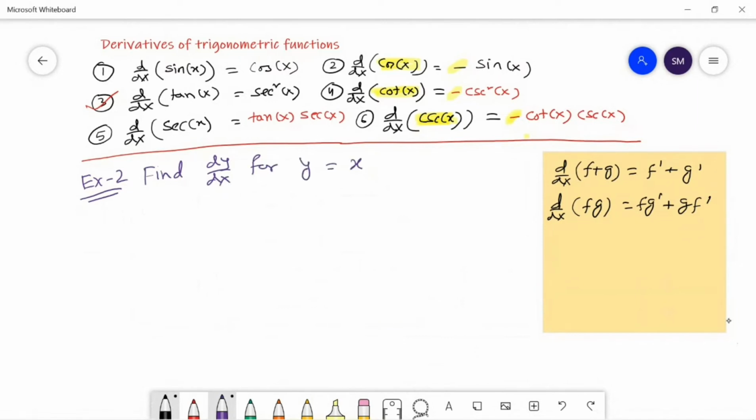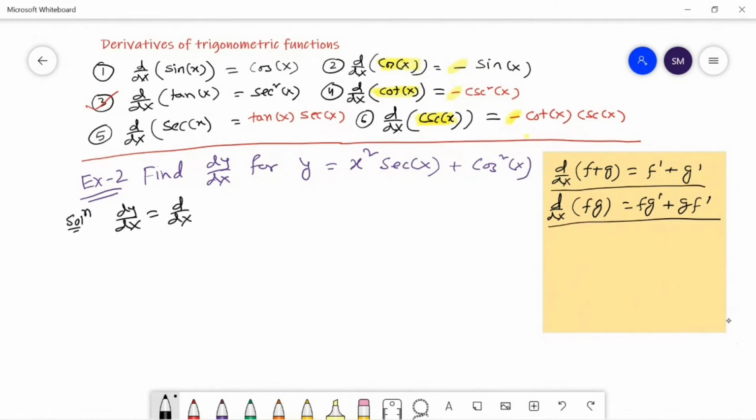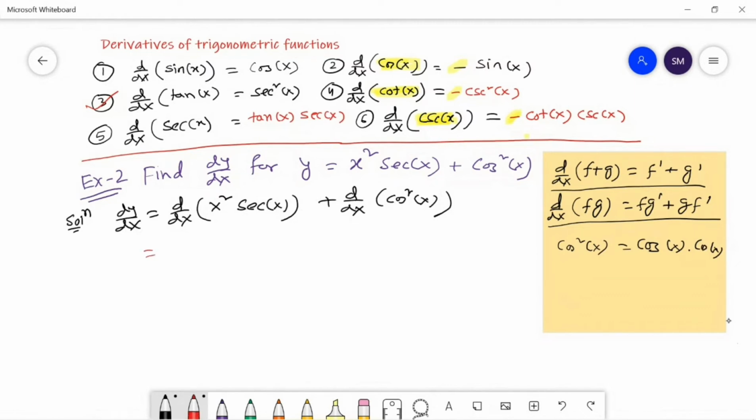Our next example is: find dy/dx for y equals x square secant x plus cosine square x. Applying the addition rule, we have dy/dx equal to d/dx of x square secant x plus d/dx of cosine square x. We don't know any rule for the derivative of cosine square x, so we write cosine square x as cosine x multiplied by cosine x and use the product rule. Both derivatives will be solved using the product rule. So we have x square d/dx secant x plus secant x times the derivative of x square.